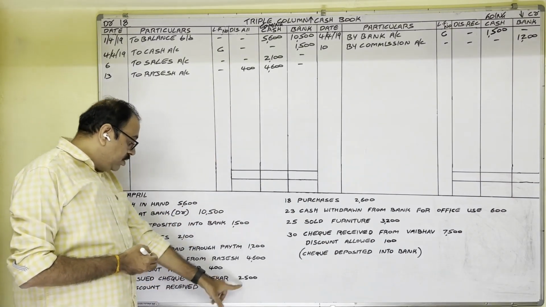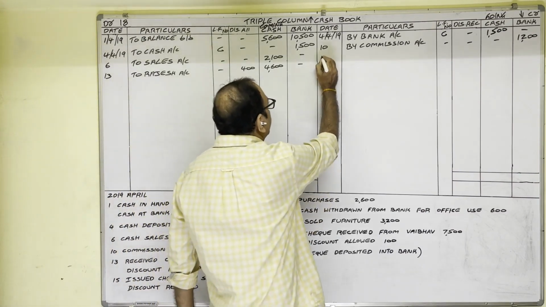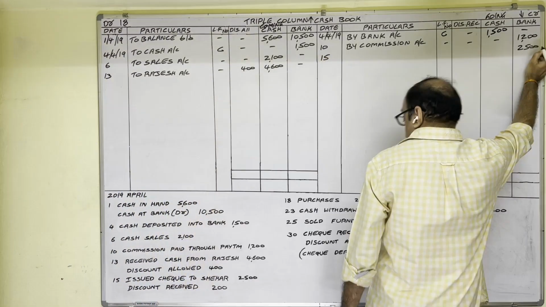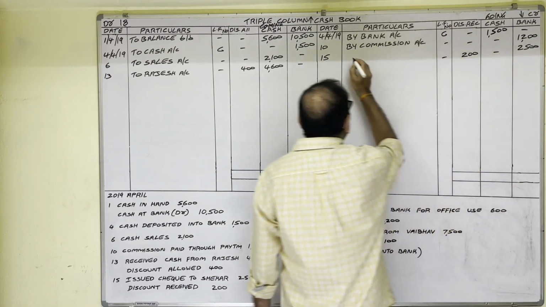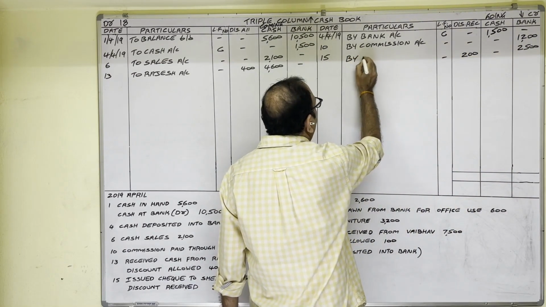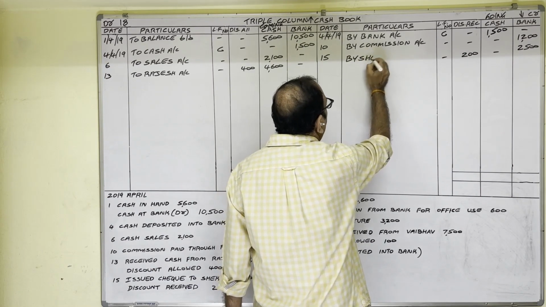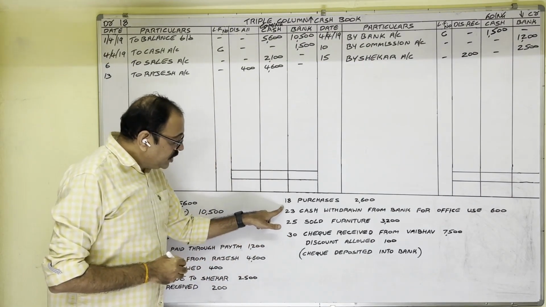15th date, 2500 in the bank column. In the discount column 200 rupees. We issued this check to Shekhar, no? So write down by Shekhar account. Continuation I have written here.